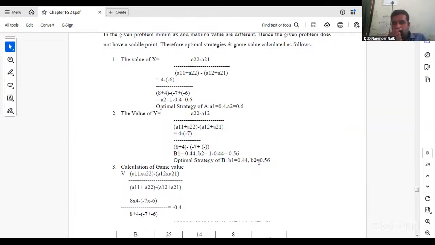The value of x is equal to a22 minus a21 divided by a11 plus a22 minus a12 plus a21. The optimal strategy: the value of y is equal to a22 minus a12 divided by a11 plus a22 minus a12 plus a21. Then the value of the game is a11 into a22 minus a12 into a21 divided by a11 plus a22 minus a12 plus a21. See, you observe the formula here.